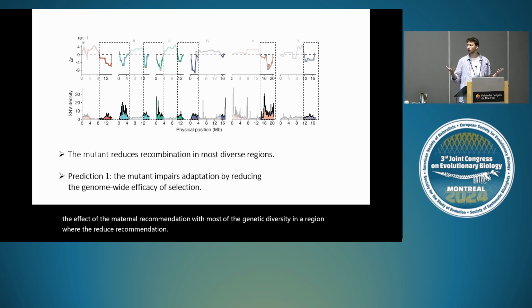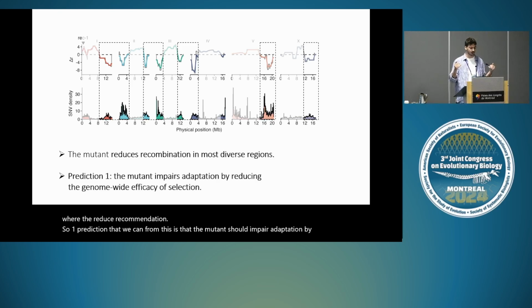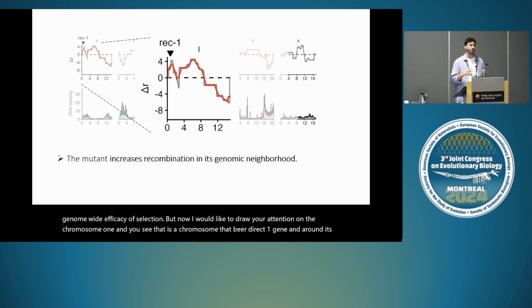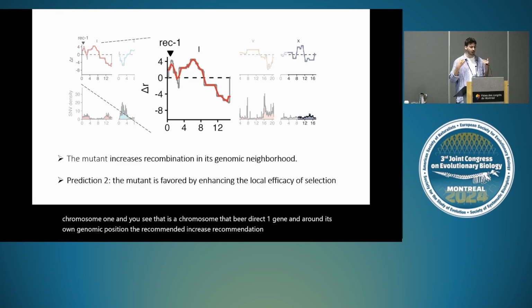So one prediction we can make from this is that the mutant should impair adaptation by reducing the genome-wide efficacy of selection. But now I would like to draw your attention to chromosome 1. You see that it is the chromosome that bears the REC1 gene, and around its own genomic position, the REC1 mutant increased recombination. So one prediction, because we saw that indirect selection is local, is that the mutant could be favored despite decreased genome-wide adaptation because it increased the local efficacy of selection.